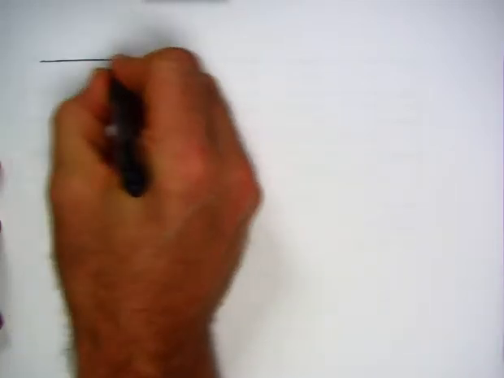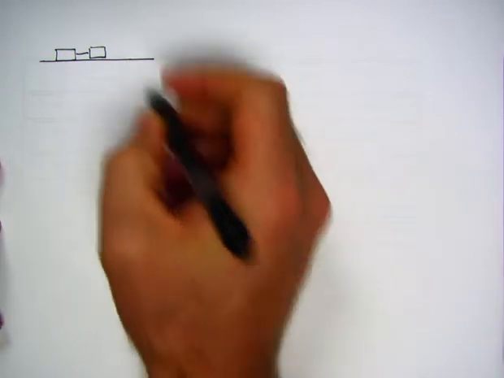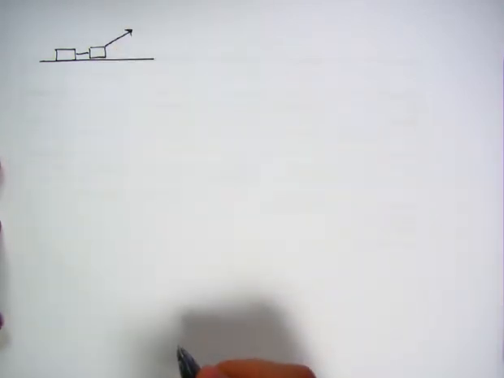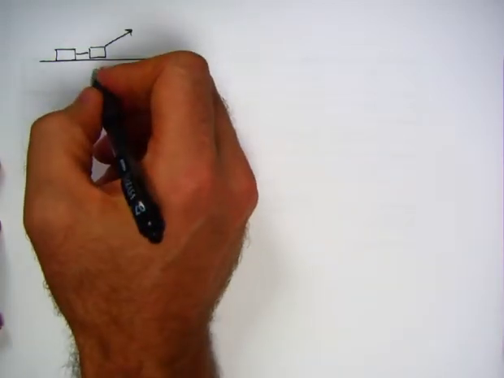This time we're going to slide some boxes across the ground, and these boxes will be attached by a string, but we will pull on them up at an angle. So we will add some sort of angle adjustment to the pulling force. And I think in this case we'll say that there's also going to be friction.